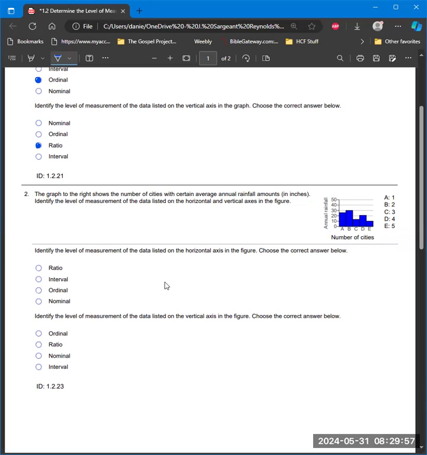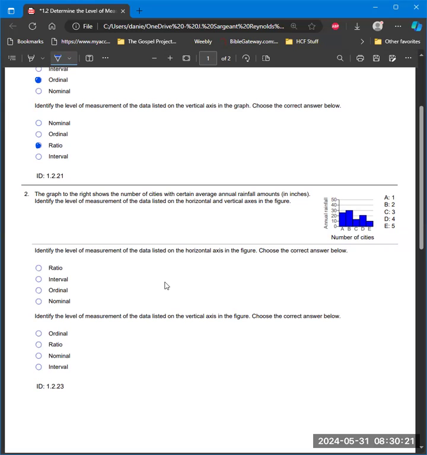It doesn't say what its unit is there, but it says up here that it's measured in inches. So let's identify the level of measurement of the data on the horizontal axis.